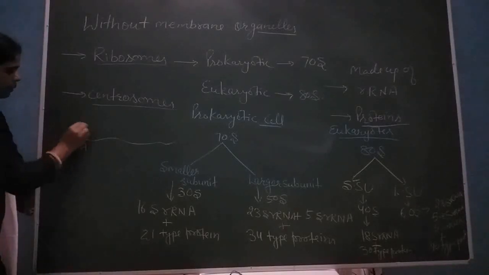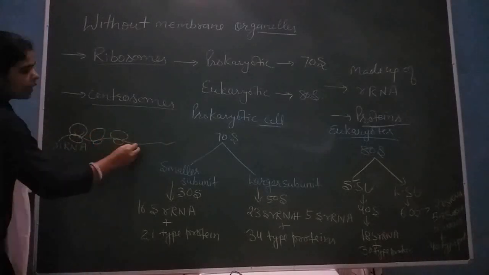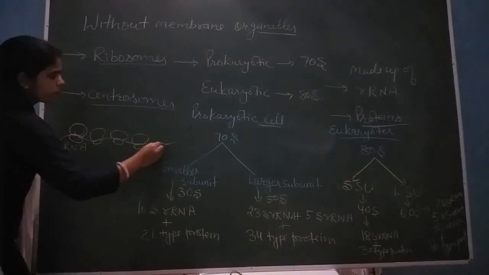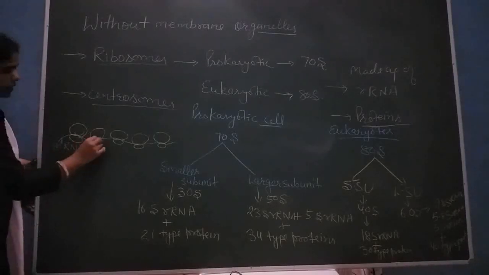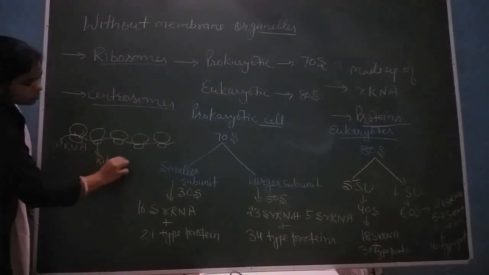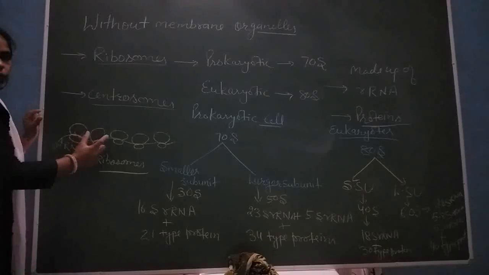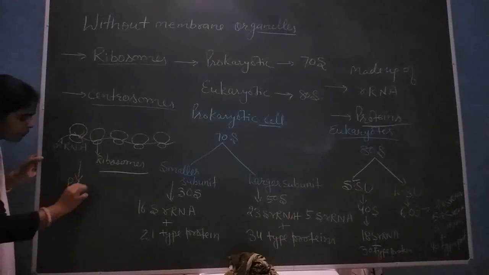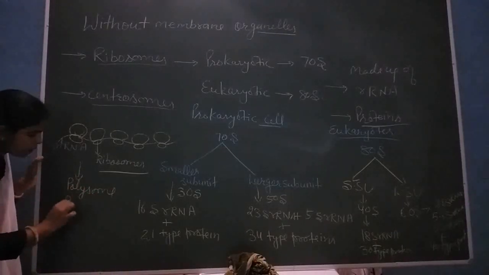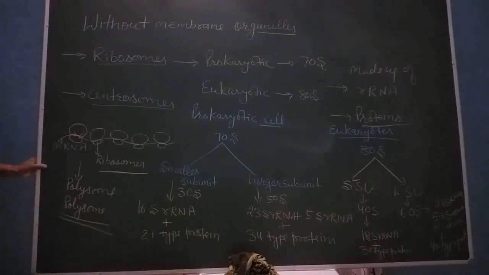subunit bind at the mRNA molecule. A large number of ribosomes bind at a single mRNA molecule. This is mRNA and this one is a ribosome. So this structure which is formed by the binding of a large number of ribosomes on a single mRNA is called a polysome or polyribosome. These polysome structures are formed in cells which are actively engaged in protein synthesis.